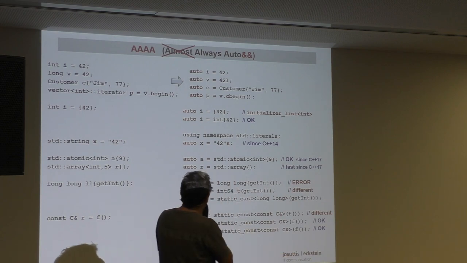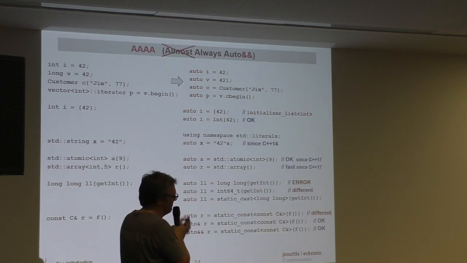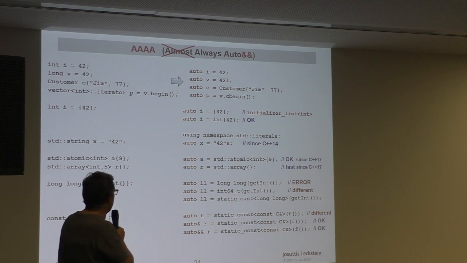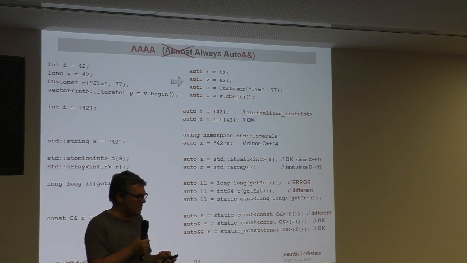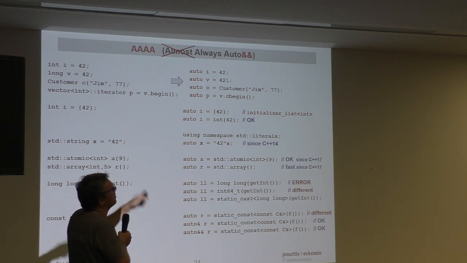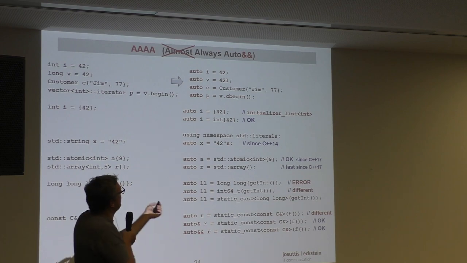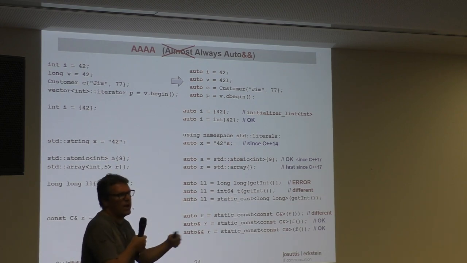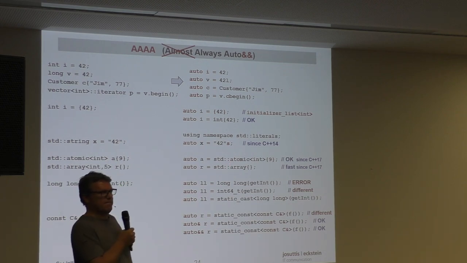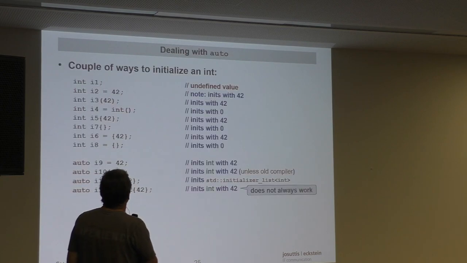Yeah, a couple of tweets were sent about this slide. Let's see what happens today. Okay, so this is my take on almost always auto. I think the rule should be: always auto ampersand ampersand. By the way, the "almost" was because of the problems with atomic and array, and they are gone. So we can strike "almost" here. Good. But don't get me wrong, I don't like it.